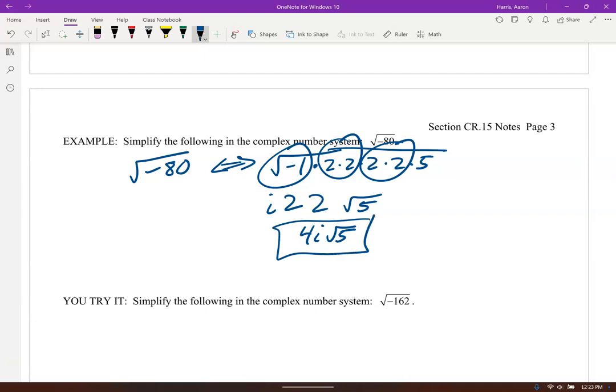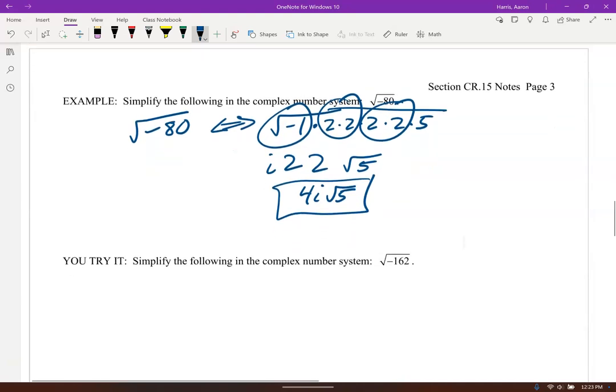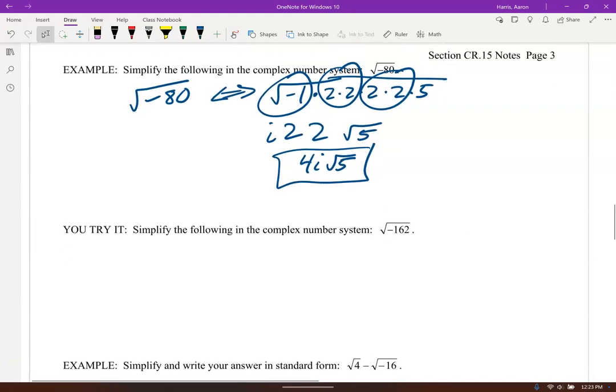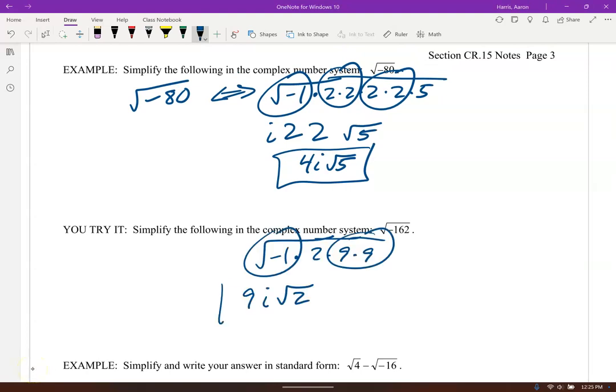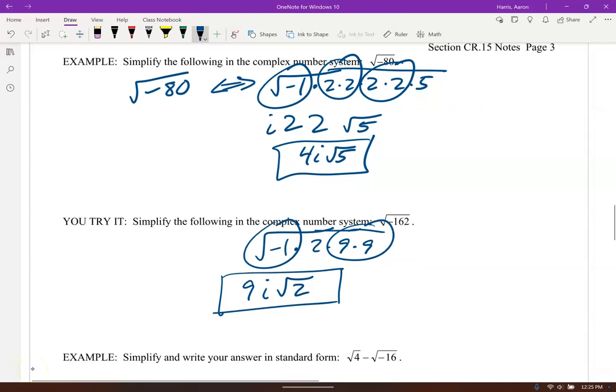Is how you want to write that. All right, how about the square root of negative 162? Why don't you guys try that? Go ahead, check your work on that. You guys should get 9i root 2 once you factor that.